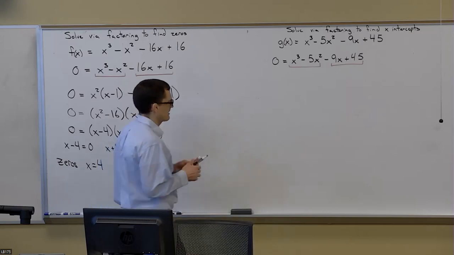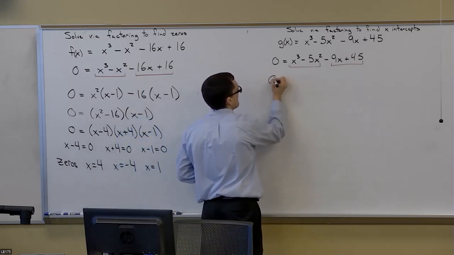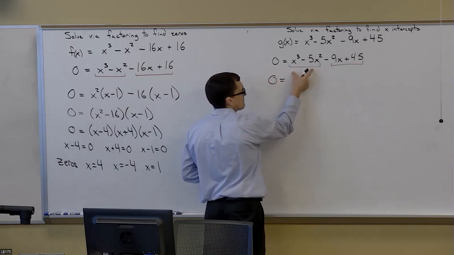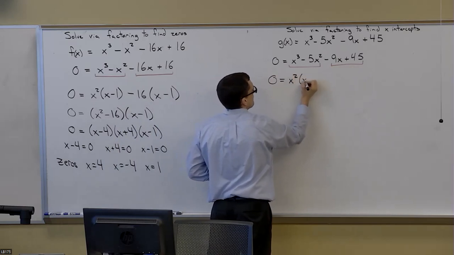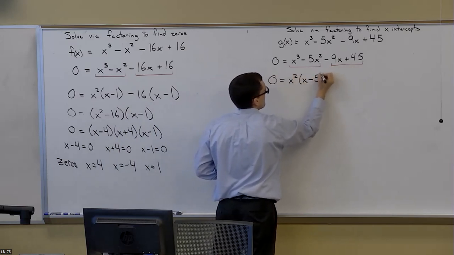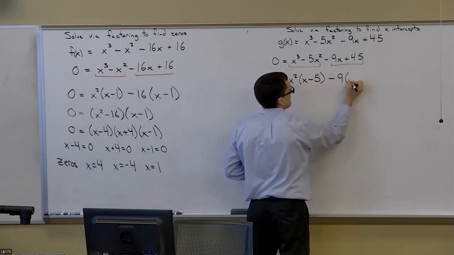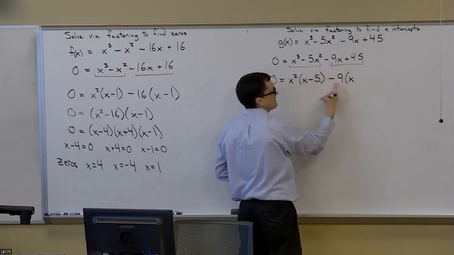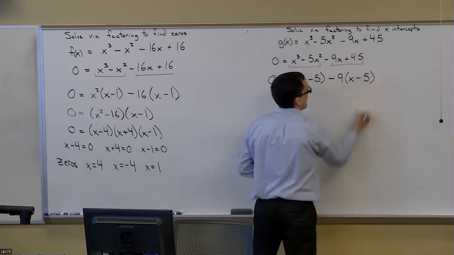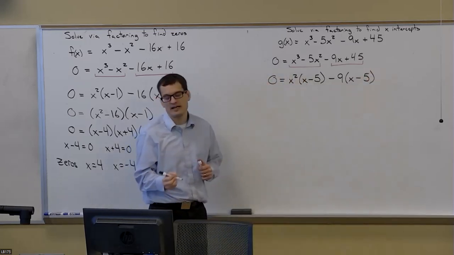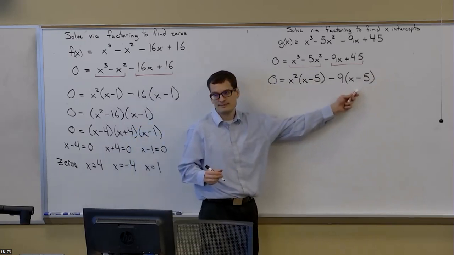Okay, everybody got this? So let's go through that technique. 0 equals, pair the first two, pair the second two. When I pair the first two, I can factor out a greatest common factor of x squared. When I pair the second two, I can factor out a -9. And if I factor out a -9, then the things inside my parentheses match perfectly.